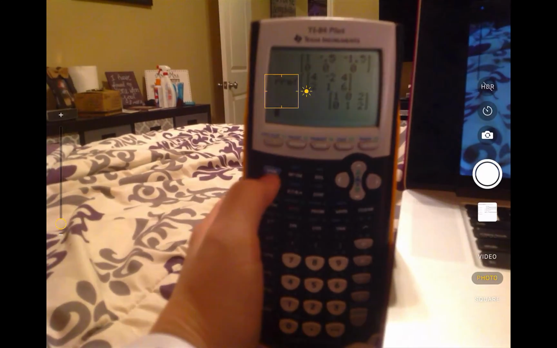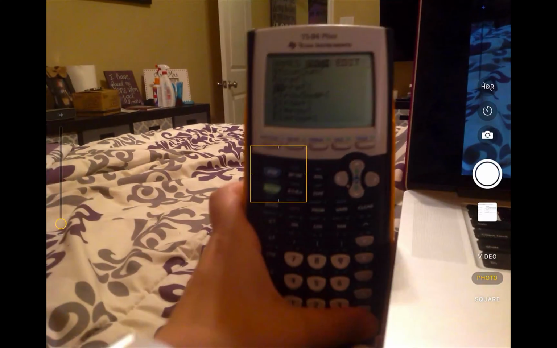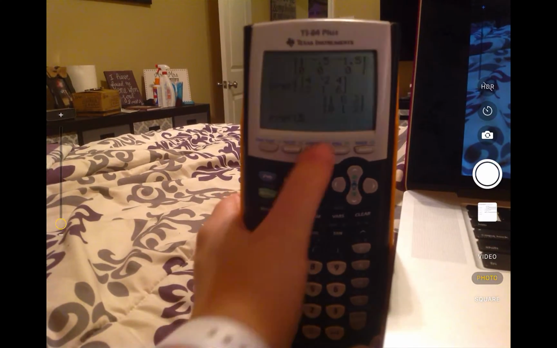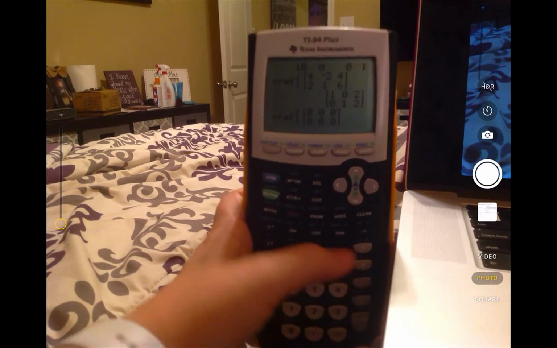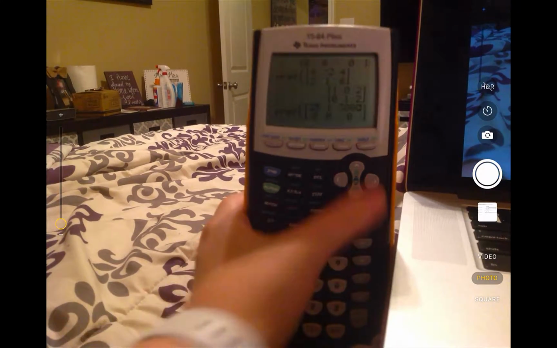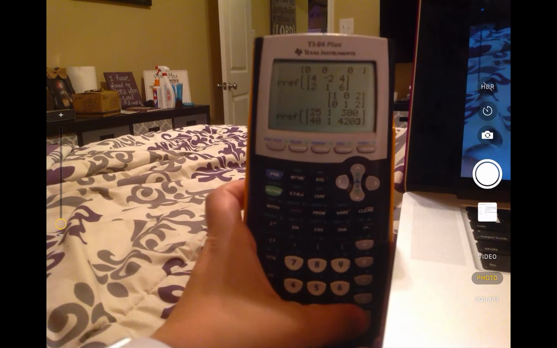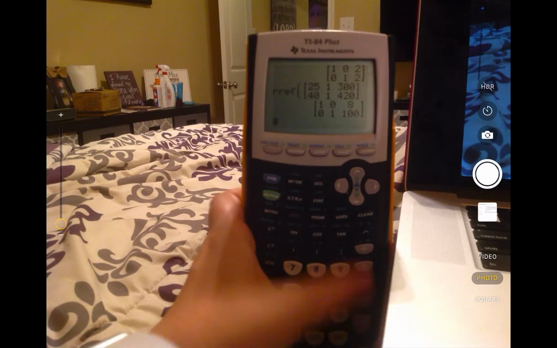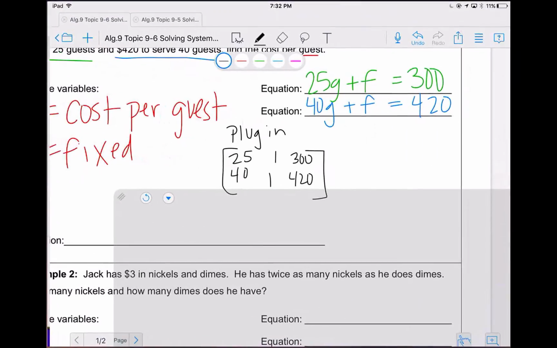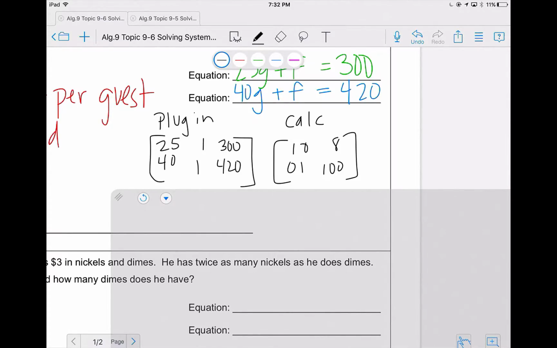So in my calculator, I click second matrix, B, enter. It is a 2x3, and I had 25 guests, 1 fixed cost for $300, 40 guests, 1 fixed cost for $420. I can see the identity pattern, 1, 0, 0, 1, so that's a good thing. It means I have a solution to this. So 1, 0, 0, 1, 8, and 100.